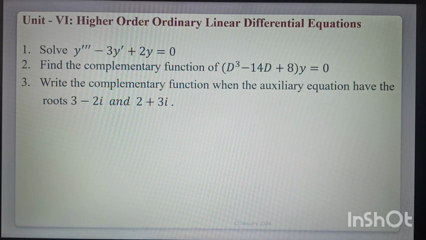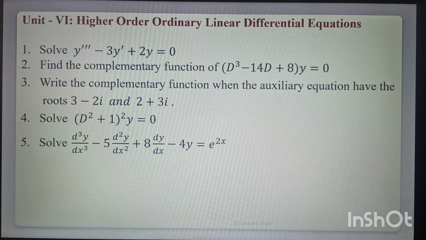This is also a 2 marks important question. Given roots, write the complementary function directly. Okay? So 3 minus 2i means its conjugate is also a root, so 3 plus or minus 2i are roots. Next, 2 plus 3i as a root means 2 minus 3i is also a root. And 3 plus or minus 2i and 2 plus or minus 3i are the 2 types of complex roots. Write the complementary function directly, that is yc. Next one, solve (D square plus 1) whole square y is equal to 0.